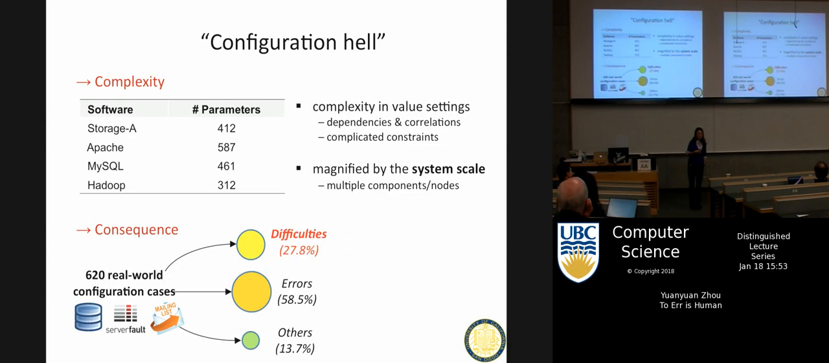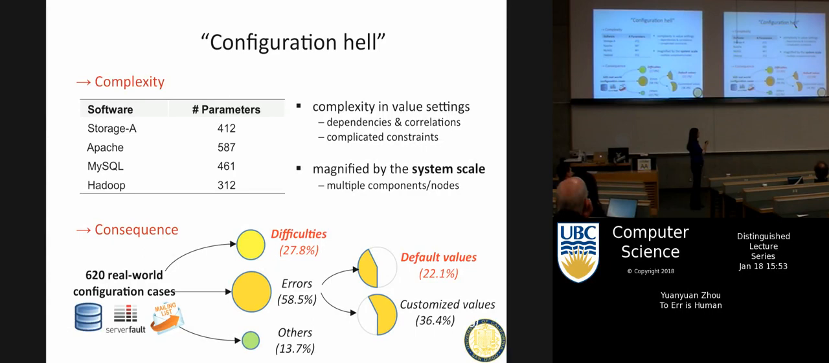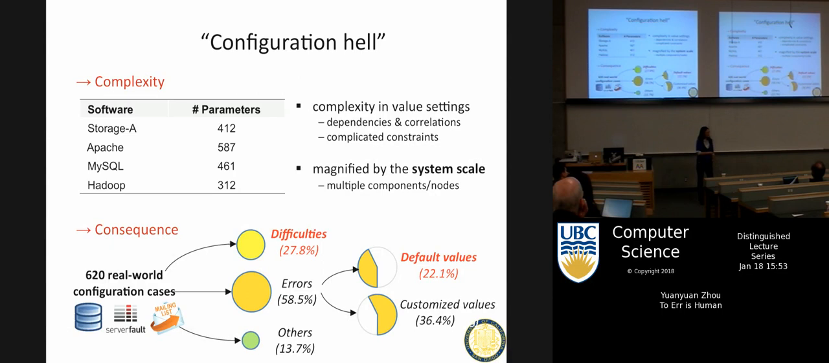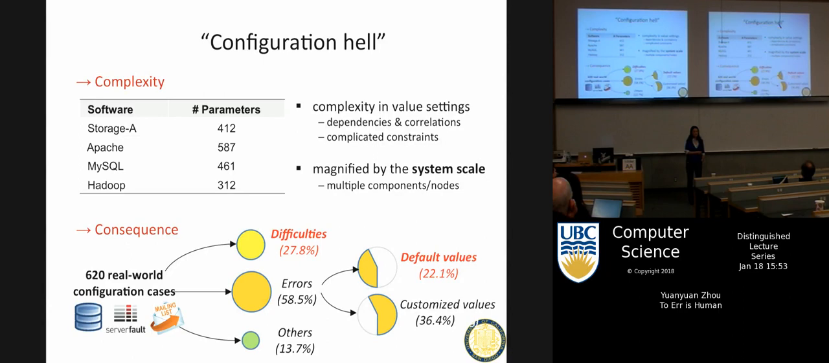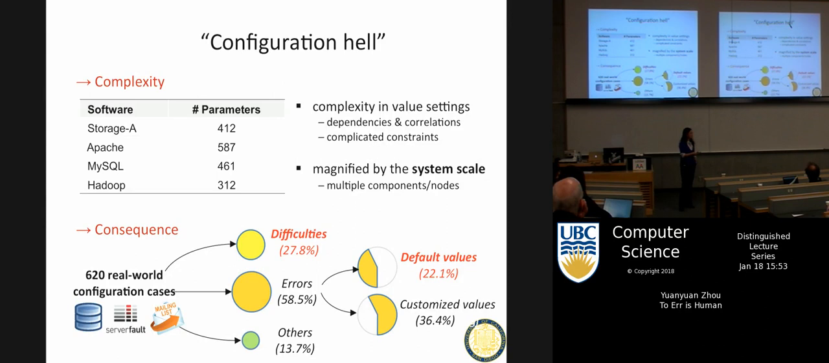We further looked into this error case, the 58%, and we found it interesting that 22% of cases are ones where they don't know how to set it. They just go with the default value, which is a mistake, because sometimes you have to set it correctly; you cannot go with the default value. For example, the obvious example is the DNS server. You cannot just go with the default value. You have to set up your own DNS server. I mean, this is the simple example. But in many cases, they don't know how to set it up, so they just go with the default value, which is incorrect. And sometimes they're trying to customize the value, but because they don't understand, they don't set it up correctly.